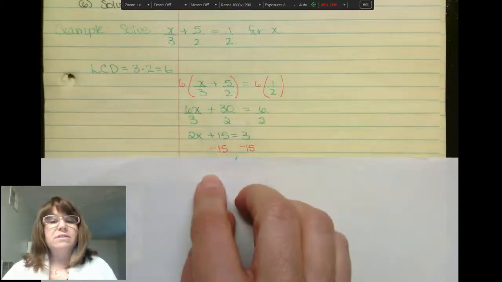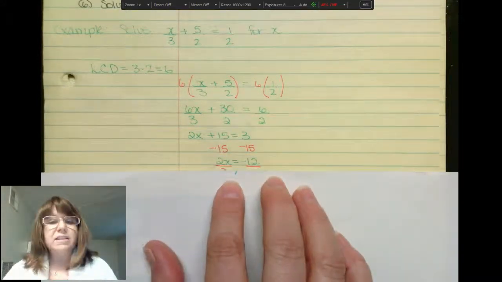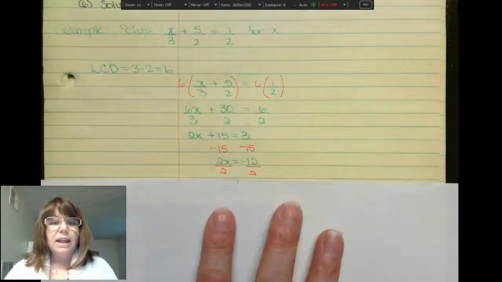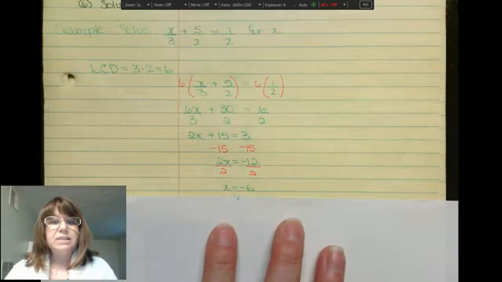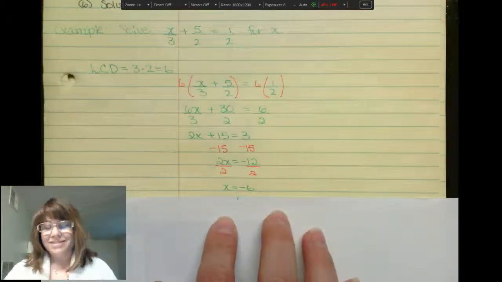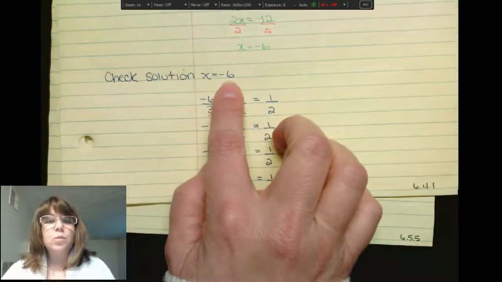So I'm going to subtract 15 from both sides, leaving me with 2x equals negative 12. Divide by 2, and that will give us x equals negative 6. And I can check that. Checking my solution is as simple as plugging in what I find for x where x was.